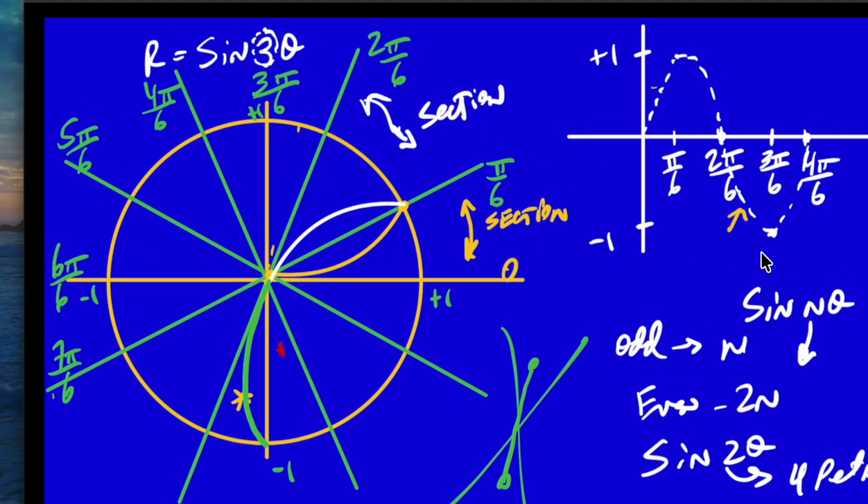Now we're going to move from 3 pi over 6 to 4 pi over 6. That would normally be in this section right here. But because as we're moving from 3 pi over 6 to 4 pi over 6 we are negative, that means we're going to use the sister section. All right, so let's look at where the sister section of that green location is.